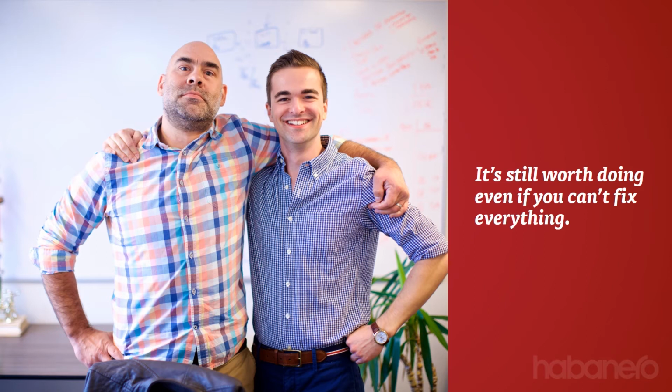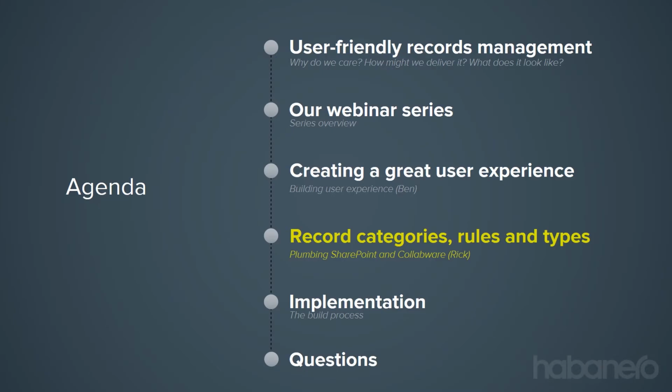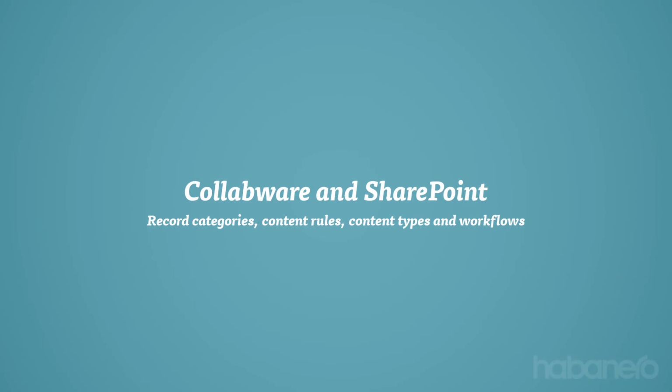That was awesome. So now we're going to jump into what I've called record categories, rules, and types. So this is really all about the interconnection between Collabware and SharePoint. This interconnection is primarily managed using SharePoint content types and then Collabware content rules, record categories, and workflows. And those record categories and workflows are both Collabware concepts.